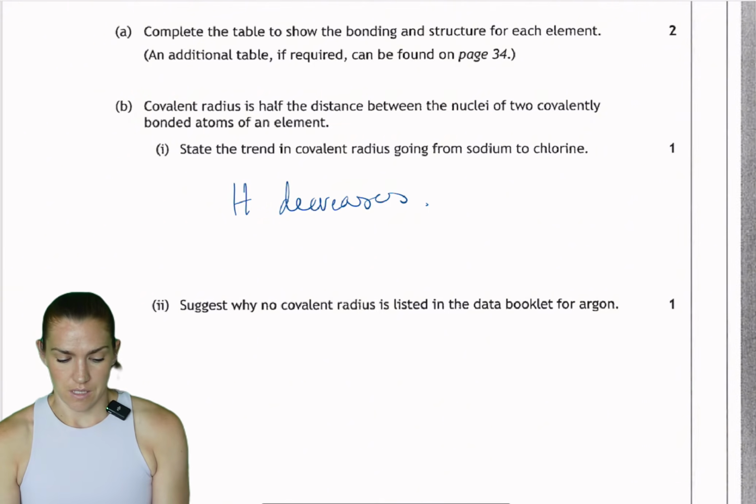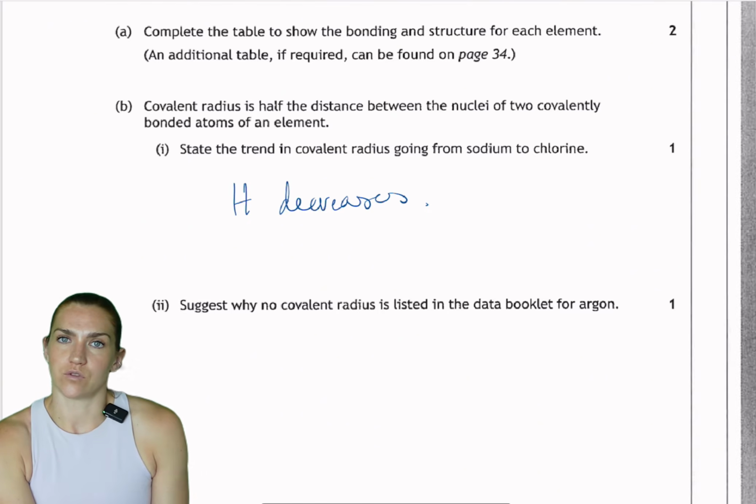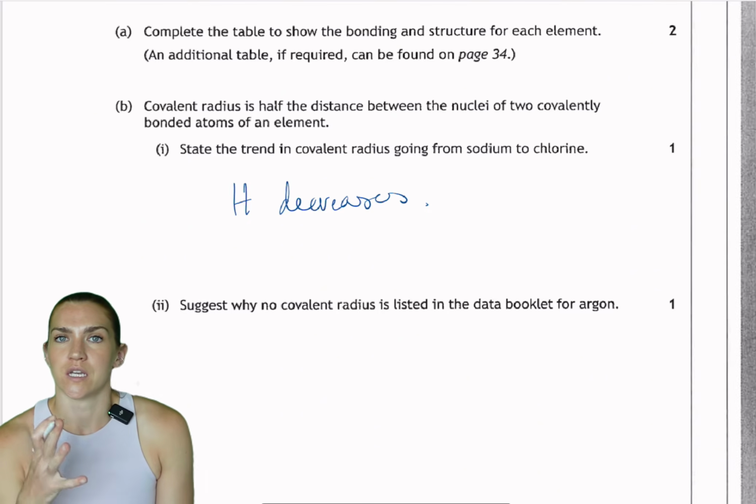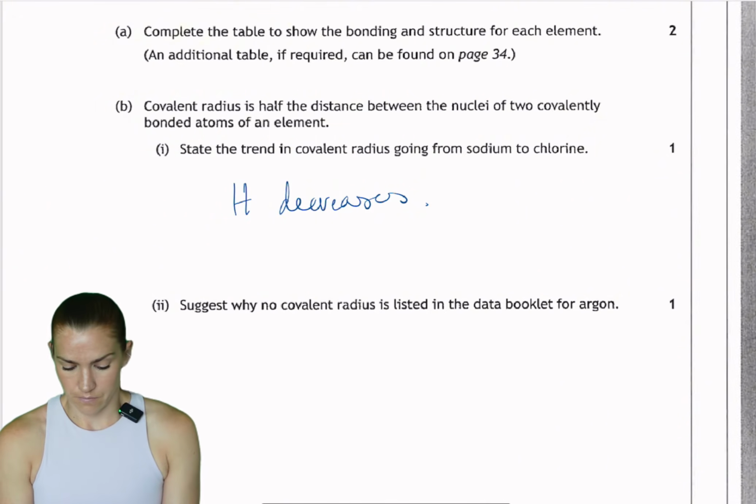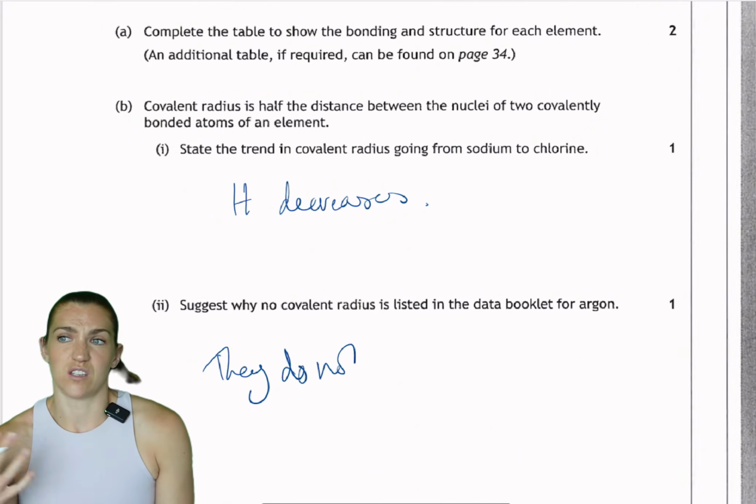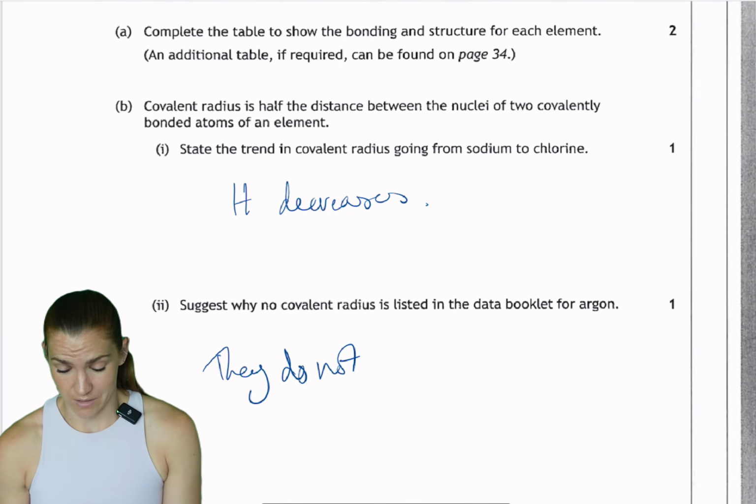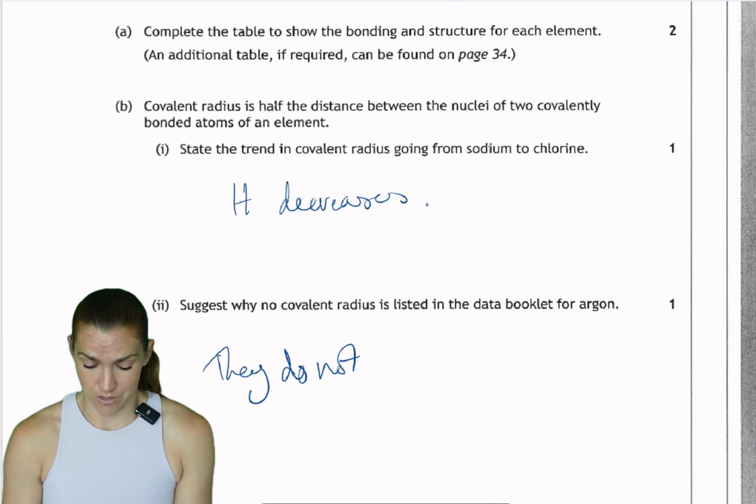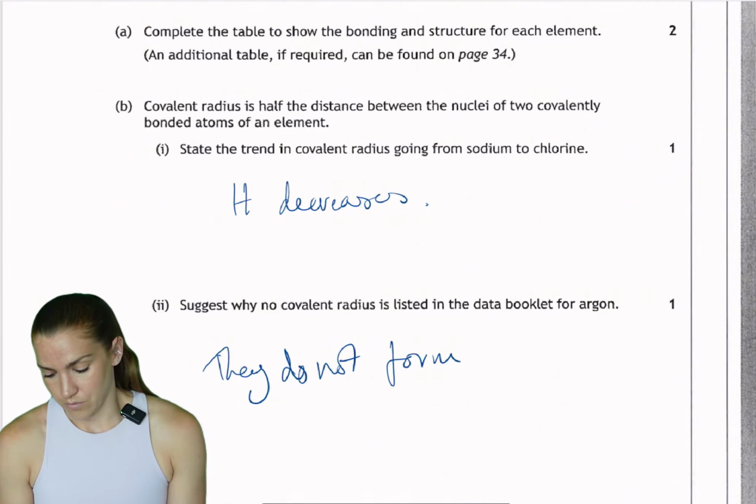So in these sorts of questions, if you're asked about why any of the noble gases don't have a covalent radius, please make sure you mention the fact that they don't form any bonds. Okay. Again, if you were to say extra stuff like they don't react and therefore don't form bonds, that's perfectly fine, because they don't react, that's correct. But the key bit here is that they do not form bonds.